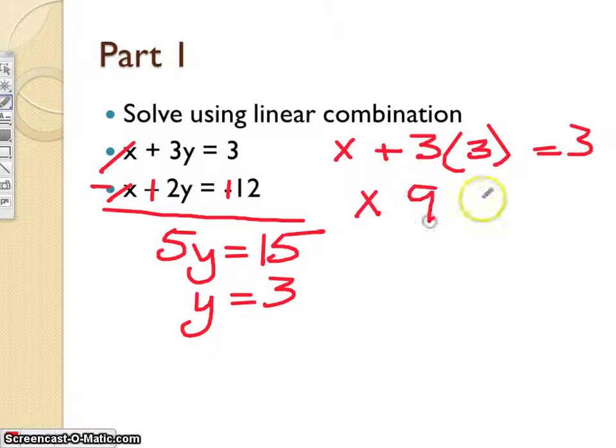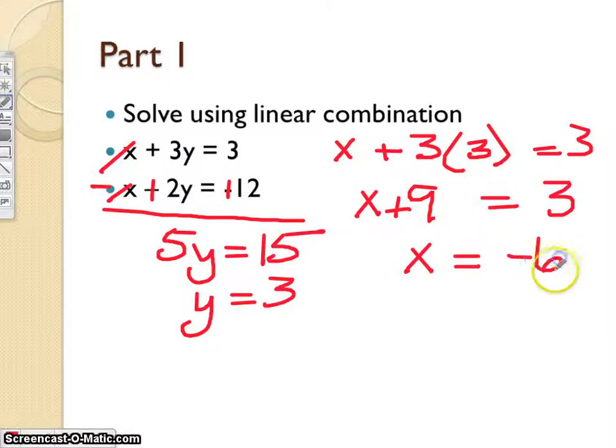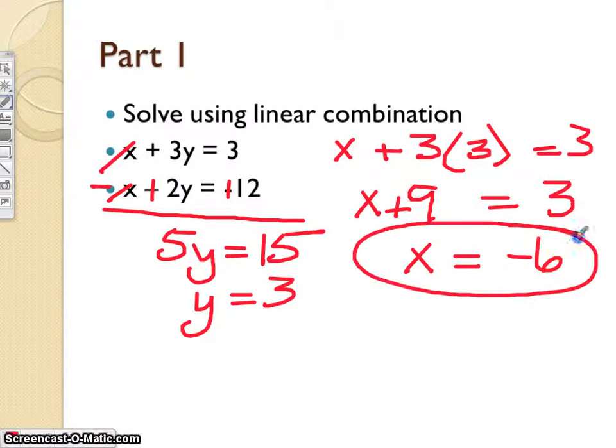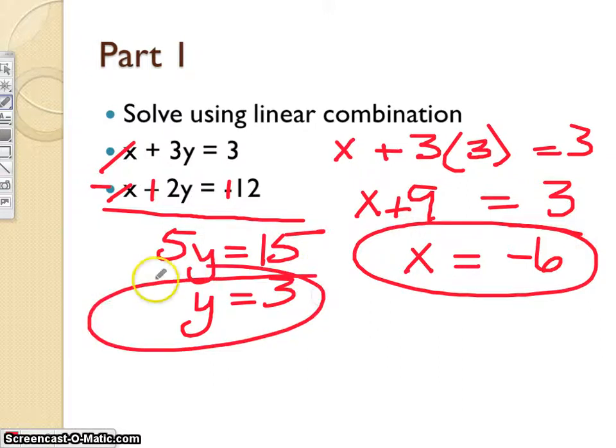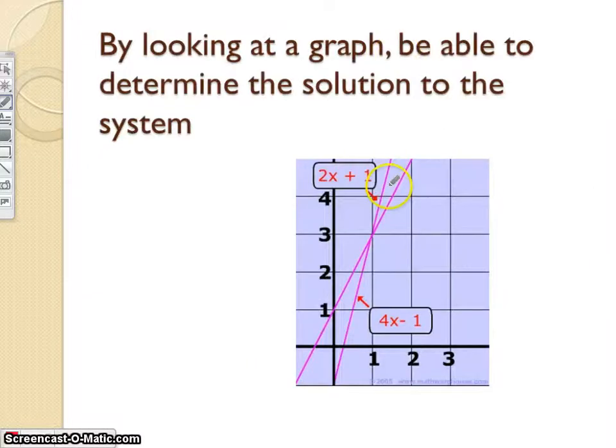X plus 9 is equal to 3. Subtract 9 from both sides, and we get x is equal to -6. Again, to double check, you can plug those back into either equation and make sure that you have a true statement.